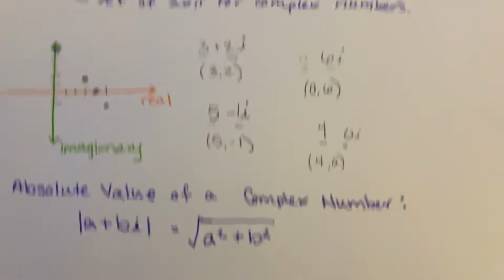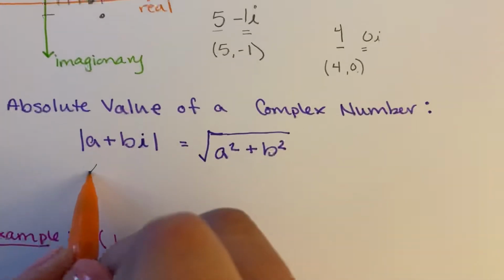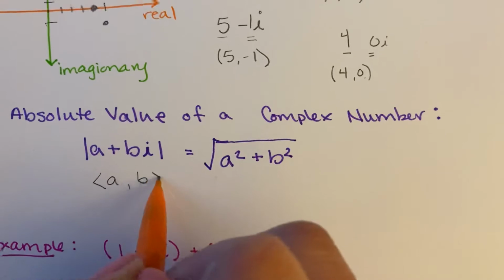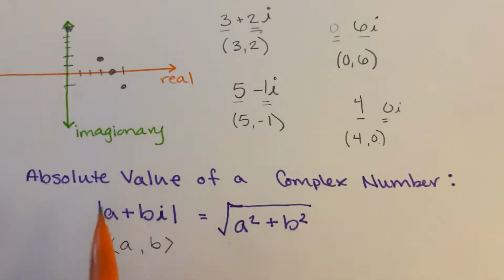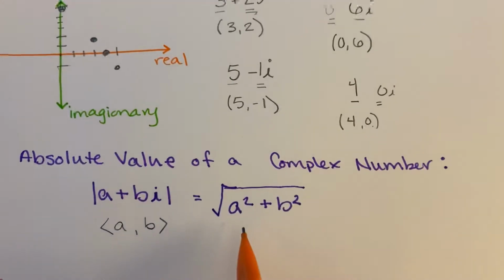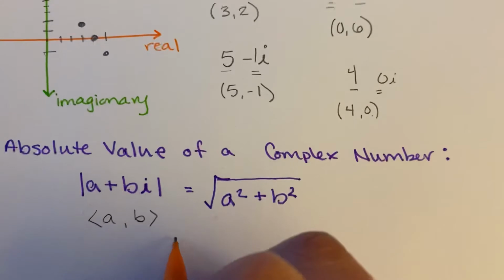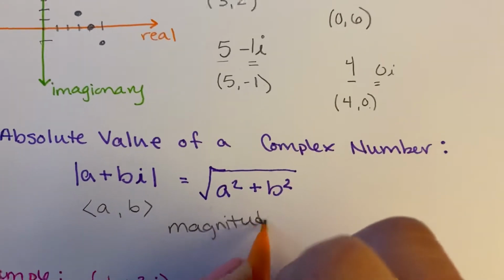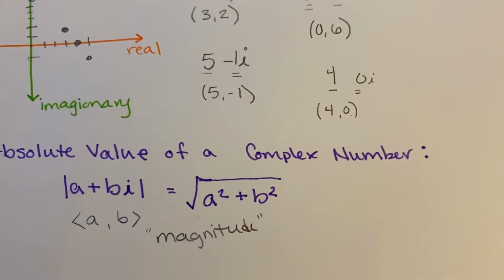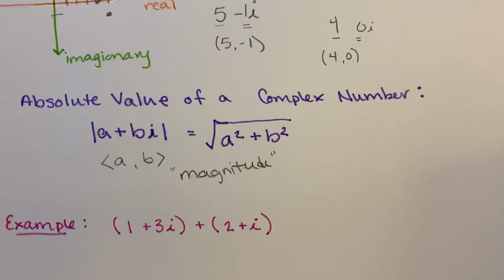Now, we were talking, think of them like points up here. You could also think of this as a vector in standard position that goes out to a, b. So the absolute value of a complex number looks kind of like the distance formula, but you could think of it as magnitude. Remember, magnitude is like the length of a vector. So the absolute value is very similar to that. So let's do a couple examples here.